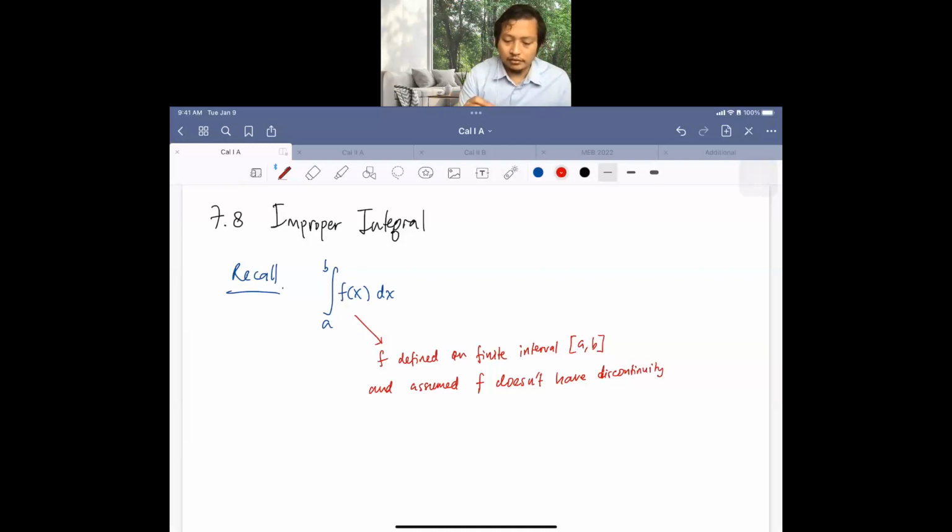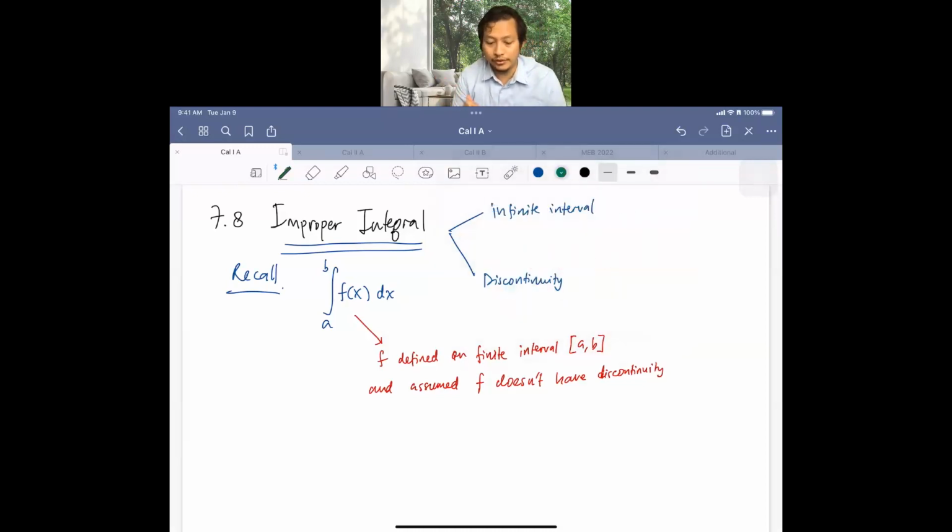So what improper integral means is that in the first case we have an infinite interval, and in the second case we have a discontinuity. So we are going to break the rules we had before, that the definite integral should have a finite interval and shouldn't have any discontinuity. Why is it called improper? Because we deal with the infinite interval and we deal with the discontinuity. That's just an overview. What will be our objectives? What is our goal?